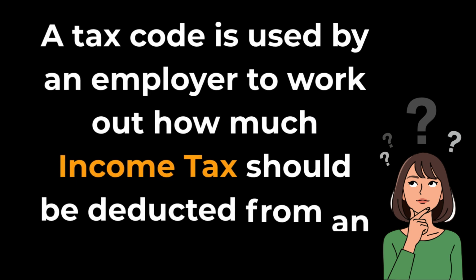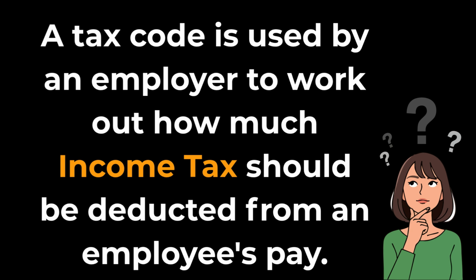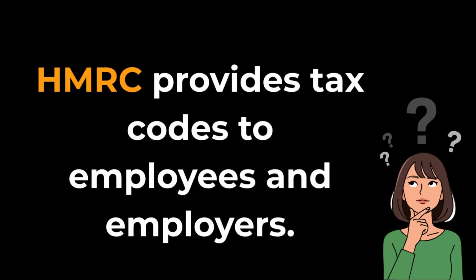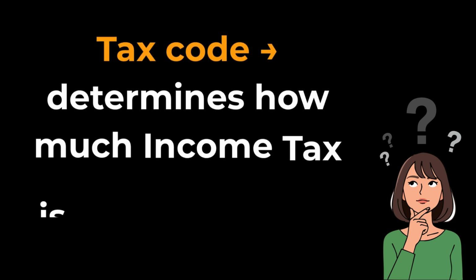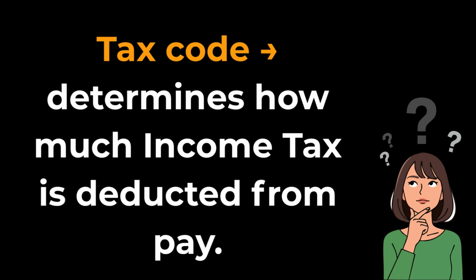A tax code is used by an employer to work out how much income tax should be deducted from an employee's pay. HMRC provides the tax code to employees and employers. The employer then uses the tax code when processing payroll. In simple terms, the tax code determines how much income tax is deducted from pay. It's important to understand that a tax code is not the amount of tax an employee pays. Instead, it helps payroll determine how much of an employee's income should be taxed.